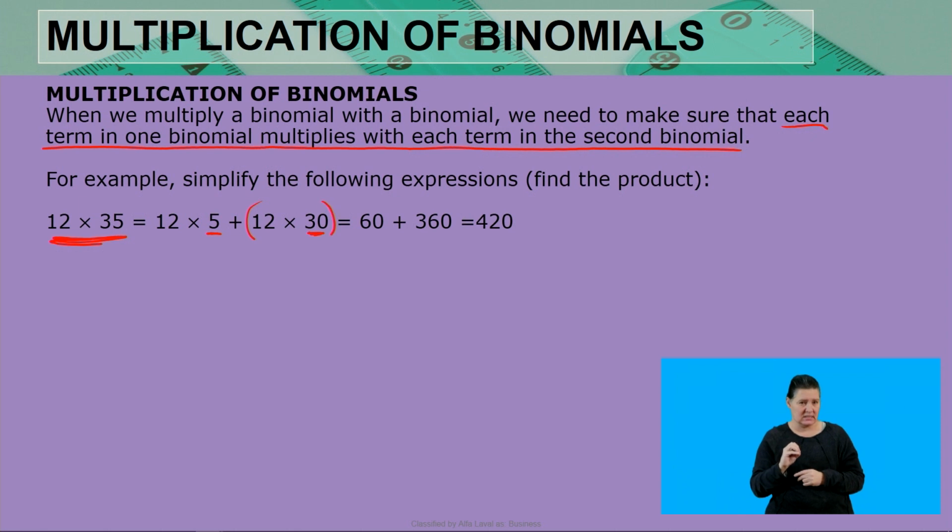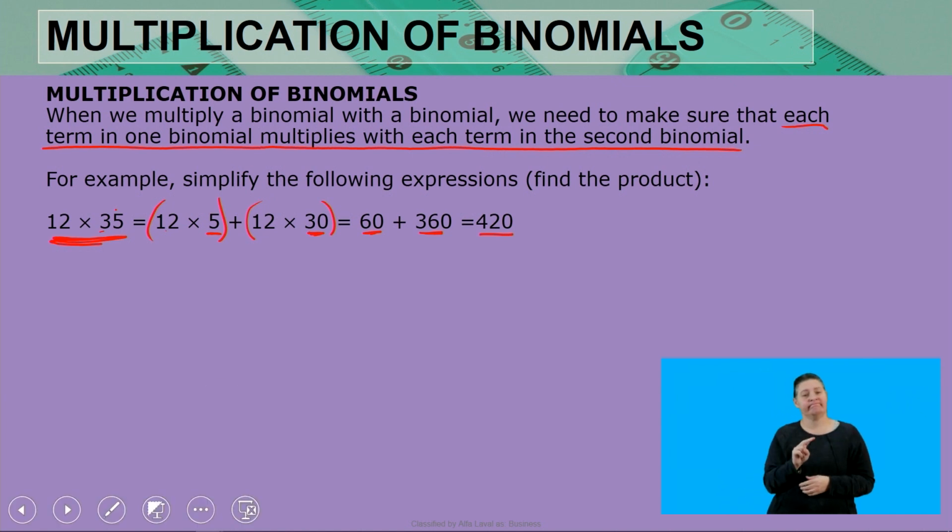So something like this. This is now the 12 multiplied by the 5 and the 12 multiplied by the 30. And that's when we are distributing this 35. We know there that the answer will be, well, 12 multiplied by 5 is 60 and 12 multiplied by 30 is 360. And when we add 60 to 360, that becomes 420. So, is there another way of doing this?